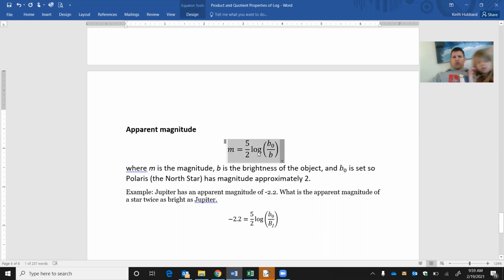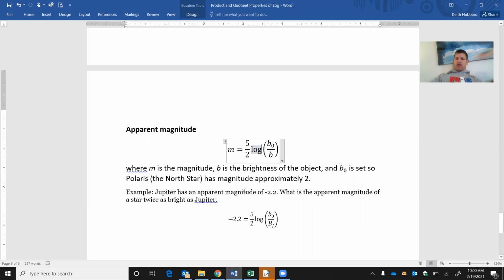M equals 5/2 log base 10 of B naught over B. So notice the B is in the denominator, which means as it gets bigger, M gets smaller. Where M is the magnitude, B is the brightness of the object, and B naught is set so Polaris, the North Star, has a magnitude of approximately 2.